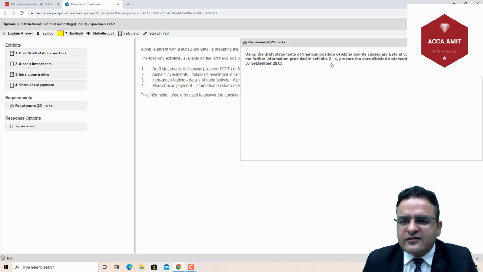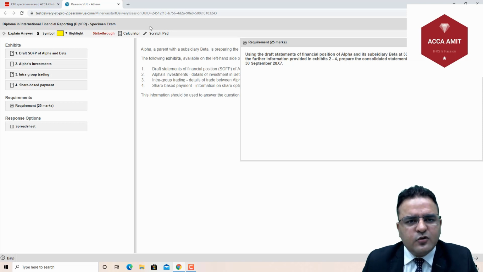Using the draft statements of financial position of Alpha and its subsidiary Beta. Now there is a parent known as Alpha, and there is a subsidiary Beta. At 30th September 2007 in Exhibit 1. Exhibit 1 here is the note, and further information is provided in Exhibits 2 to 4. Prepare the consolidated statement of financial position of Alpha at 30th September 2007.